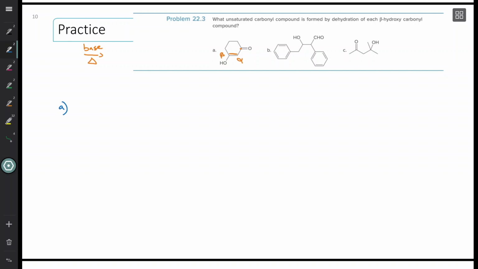So A would then be this. B again, so this is an aldehyde here. So this is alpha, this is beta. I'm going to form that double bond there. And C, carbonyl, this is alpha, this is beta, so it's going to be here.